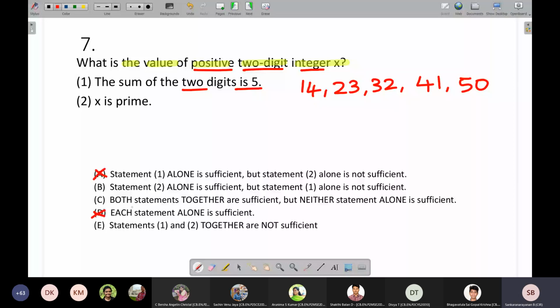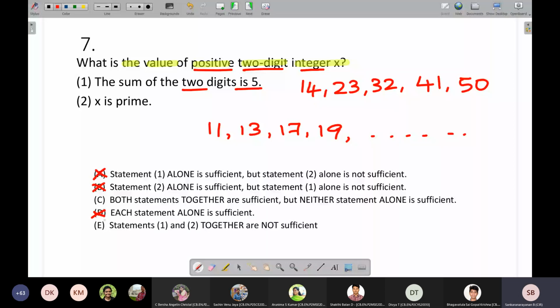X is prime. We have a lot of 2-digit prime numbers, right? We can see 11 is there, 13 is there, 17 is there, 19 is there. The list goes on. So is it possible to answer the question, what is that 2-digit positive integer x, by knowing that x is prime? Is 2 alone sufficient enough to answer the question? Tell me fast. It is not sufficient. Okay, so 2 alone is sufficient is wrong. So we can eliminate this B also.